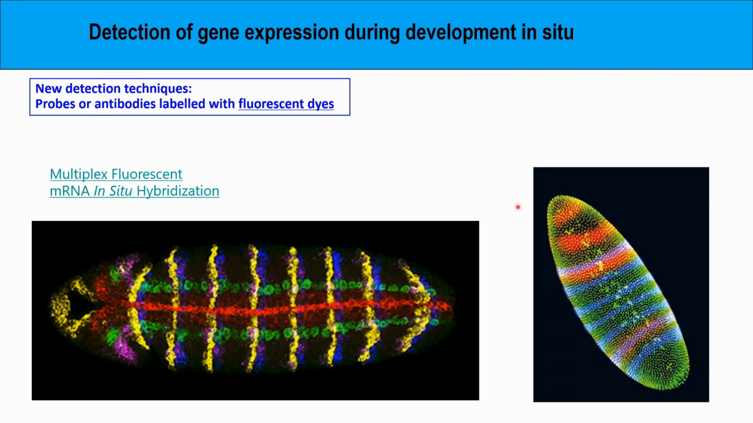So techniques have advanced, and we have probes or antibodies tagged with fluorescent dyes that we use now more often. Here we have an example from Drosophila. It's a multiplex. This is a Drosophila embryo. It's a multiplex fluorescent mRNA in situ hybridization. So detecting the expression of several different genes and labeling them with different probes tagged with different colors. It is pretty cool that you can see the expression of genes relative to each other. This is just a similar example of 3D projection through the embryo.